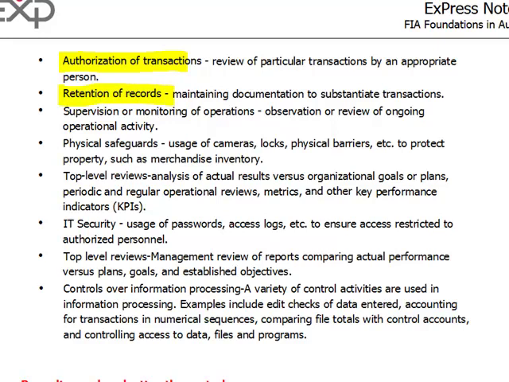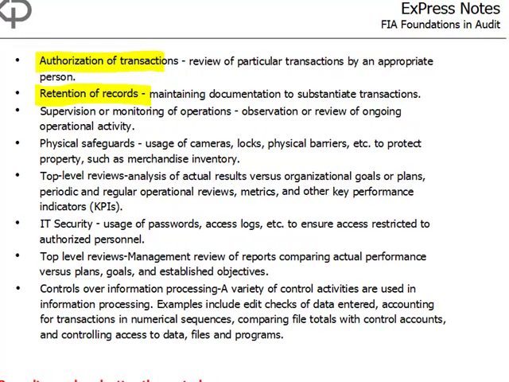Then retention of records. Auditors like something that they call audit trail. That's where all the transactions have a history of documentation behind it. There are no transactions that are authorized orally. There are no transactions that are entered without any documentations. That is a higher level of internal control.